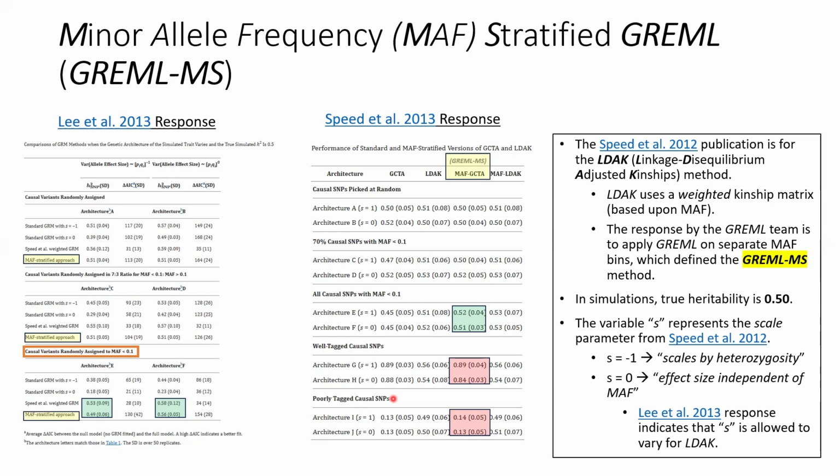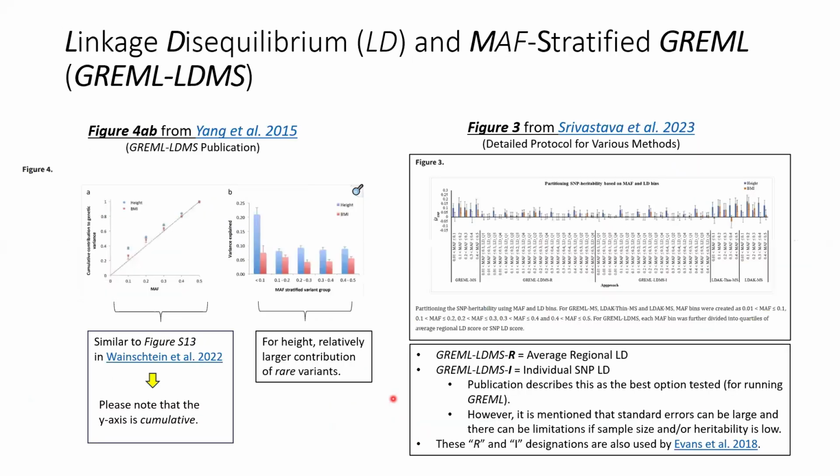What I do think is important for this presentation is that there's been at least one other important revision of implementing GREML for these unrelated individuals. So the next step, I believe you'd say, is you could make these bins based upon linkage disequilibrium and the minor allele frequency. And so this is called GREML-LDMS. And so the publication for GREML-LDMS is here. And what I think is nice to present is this other protocol publication, which goes through step-by-step how to run different methods that include GREML.